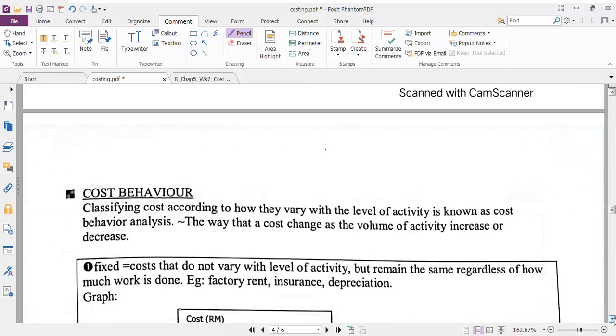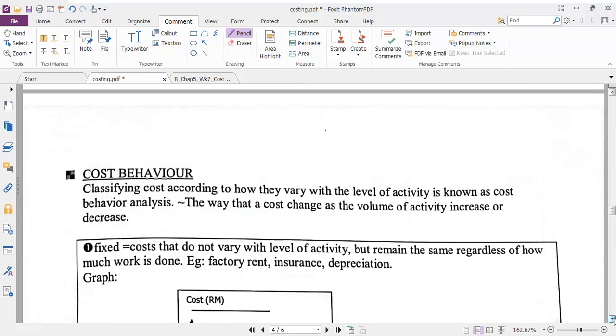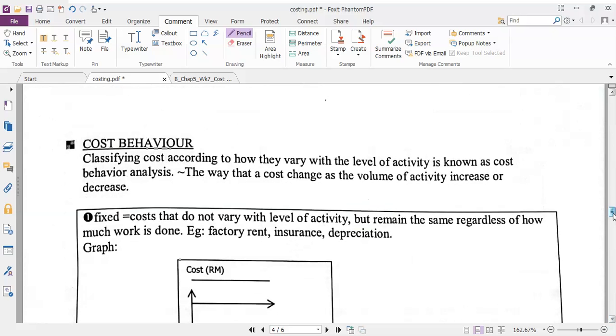Okay, let's look at the cost behavior. We classify the costs according to how they vary with the level of activity. That is known as cost behavior. The way kita nak tengok behavior dia, the way that the cost change as the volume of activity increase or decrease. Kalau value activity tu bertambah, adakah cost tersebut dia bertambah juga?